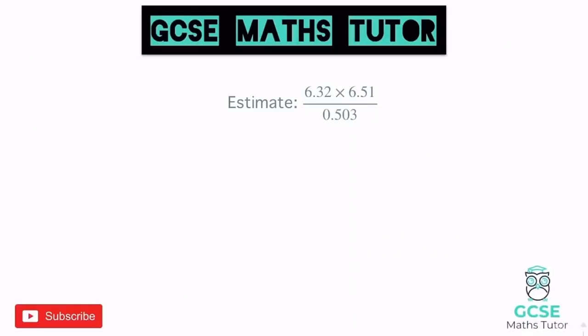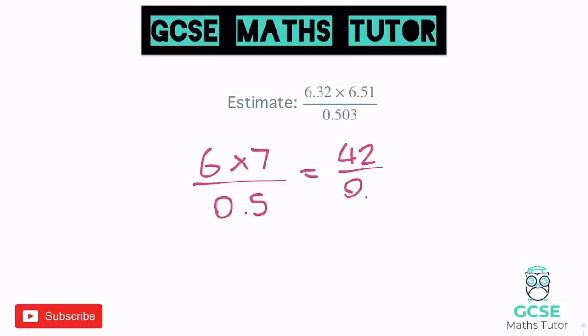Okay, so we're going to round these numbers to one significant figure. So 6.32 is going to round to 6, 6.51 rounds to 7, and then 0.503 to one significant figure on the bottom is 0.5. Now whenever we've got these, we've got to work out what's on the top and what's on the bottom. So on the top there, 6 times 7 is 42, and it's 42 divided by 0.5.